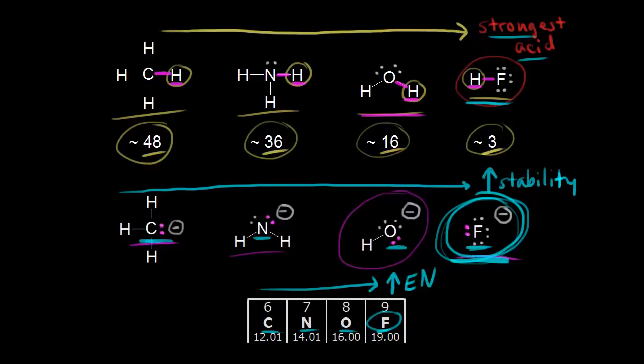And if the fluoride anion is the most stable conjugate base, that means that HF must be the strongest acid. So when you're thinking about acid strength, think about the stabilization of the conjugate base and the different factors that can do that. Electronegativity is one of those factors to think about.